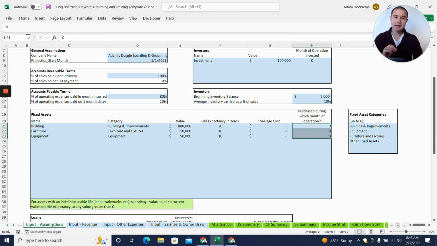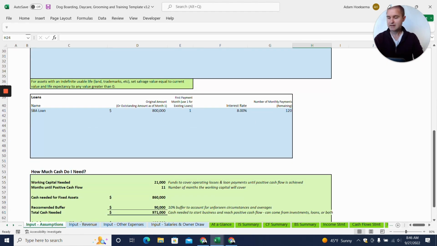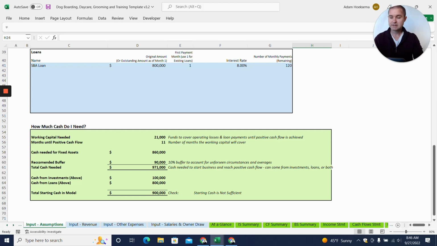Now, if you think, hey, in the future I want to expand and maybe add additional equipment or additional kennels in future months, you can add other line items and just put, for example, month 12. If you want to add those kennels after the first year, you could do that. And then we've got an SBA loan here of $800,000.